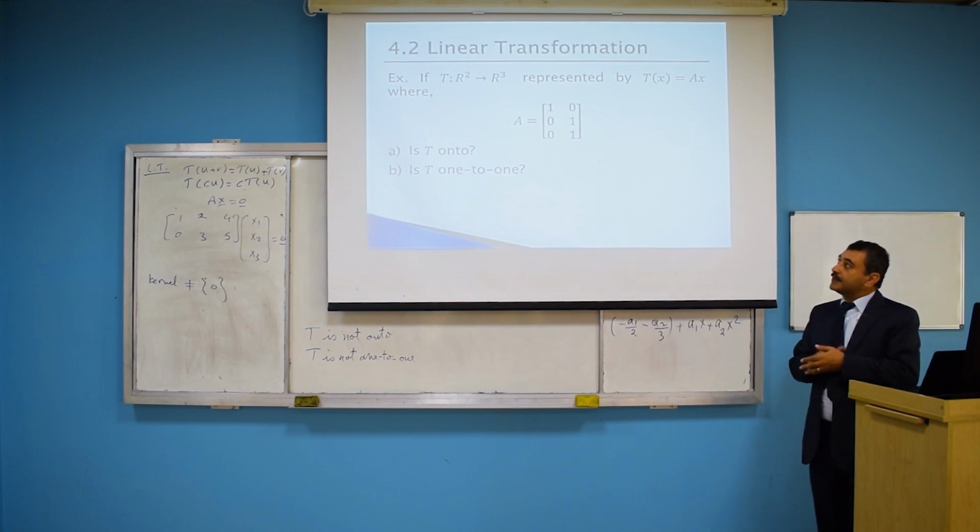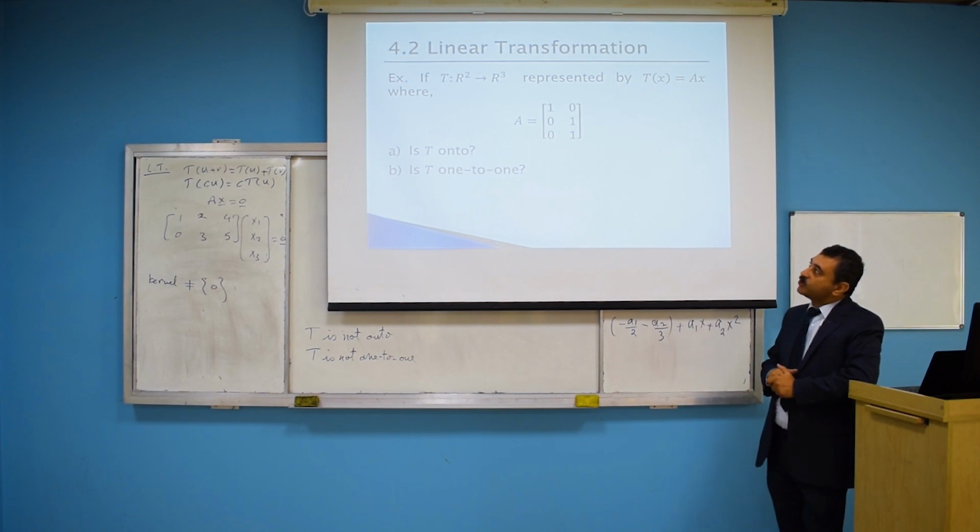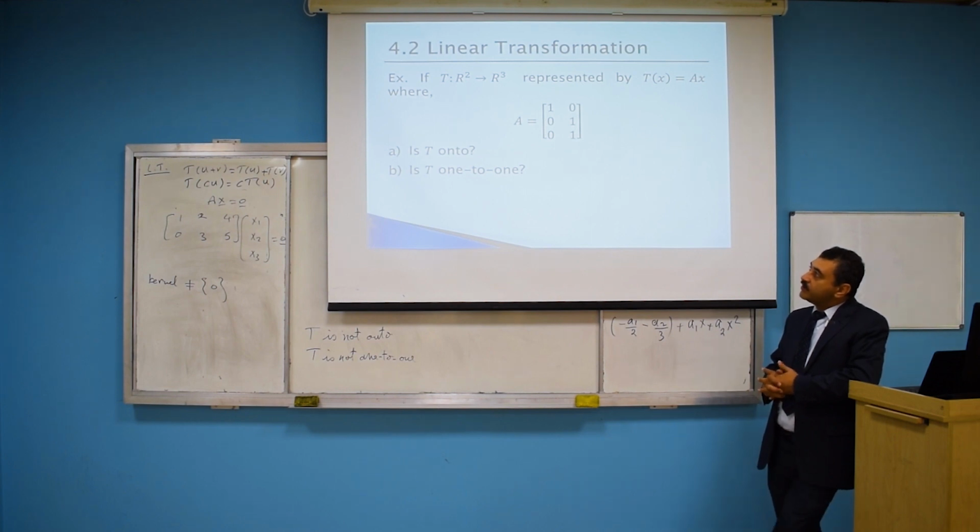If you look at this one, the matrix here is 3 by 2, which maps vectors from R2 to R3. We want to check again if it is onto and one-to-one. For onto, I want to check the rank of the matrix. Actually, you need one step of reduction to remove the third row. Okay, so we'll get two pivots, not equal to the number of rows. So the transformation is not onto.